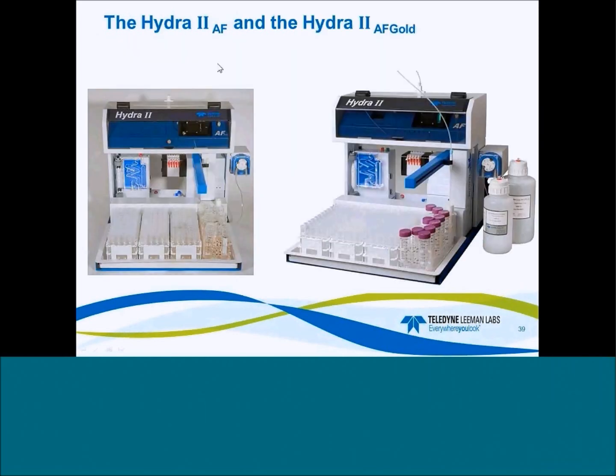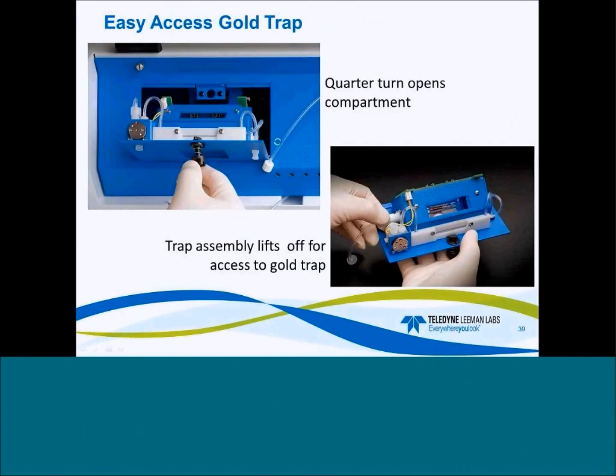So we have two systems we offer. We offer an AF and an AF Gold. The difference is the gold pre-concentration capability of the mercury. If you do get the gold system, this panel is available, and a quick turn on this thumb screw allows you to remove the panel, and the gold trap can be removed simply by rotating this thumb screw and releasing this assembly. So that's what you get with the AF Gold. If it were the AF, this would simply be a blank panel.